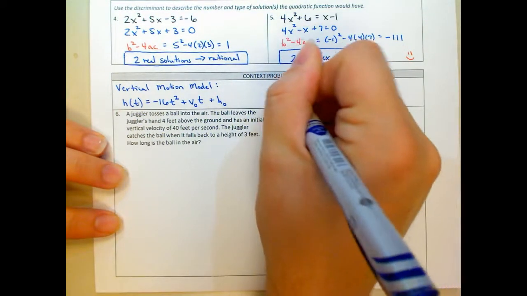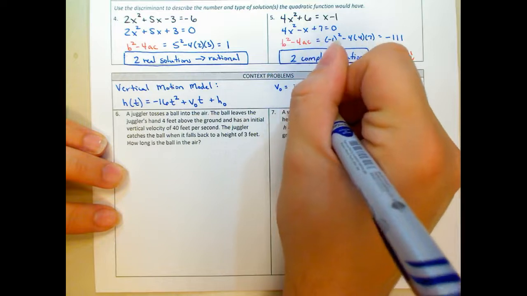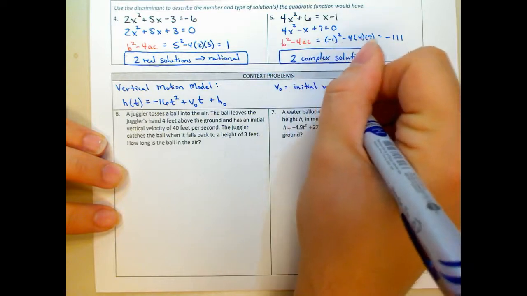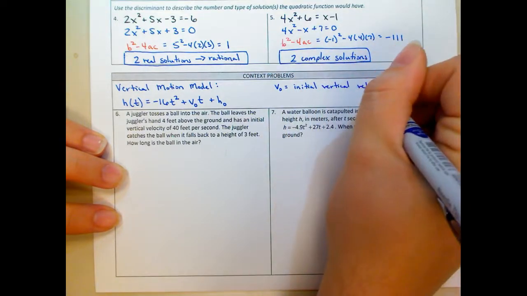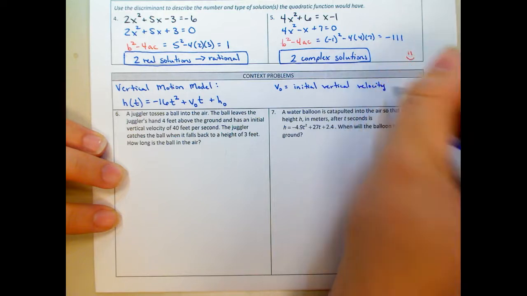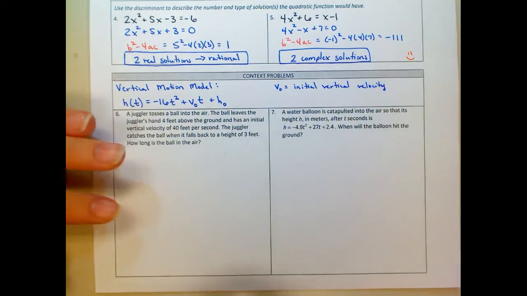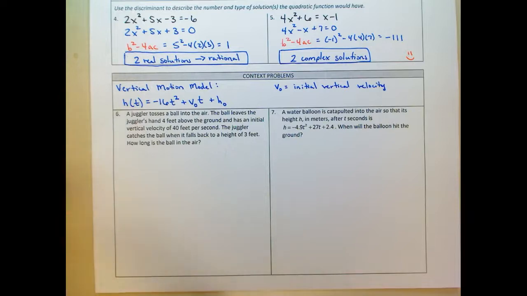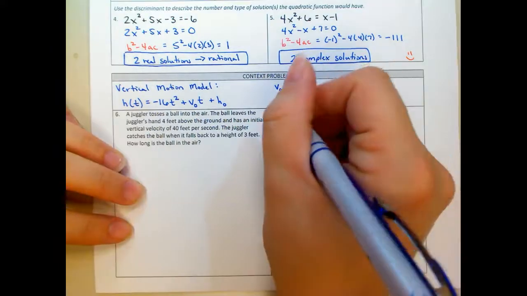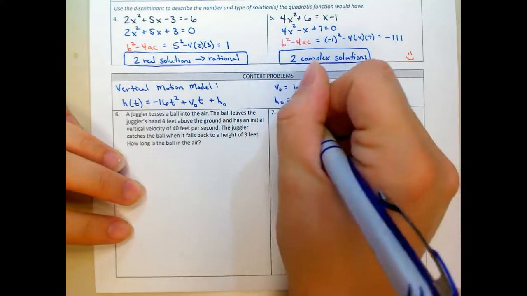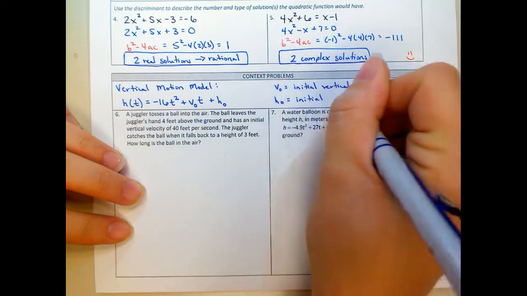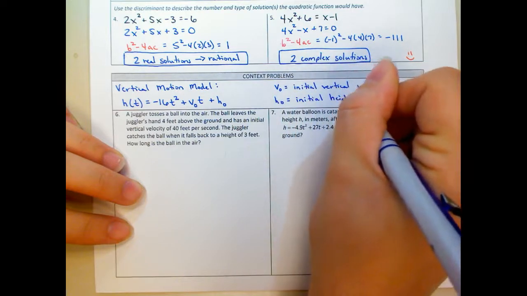So a couple of things to remember. V sub 0 is the initial vertical velocity, and it can be positive or negative, or it could be 0. What we saw before is when it was 0, when there was no vertical velocity, we were simply letting gravity take its toll. And then, of course, h sub 0 is the initial height. These are 2 things that must be filled in before starting.